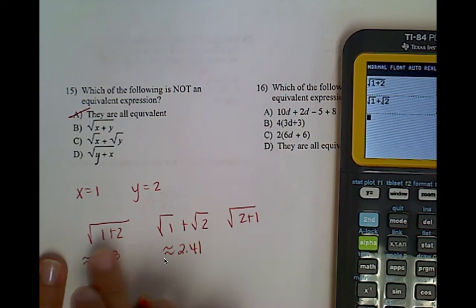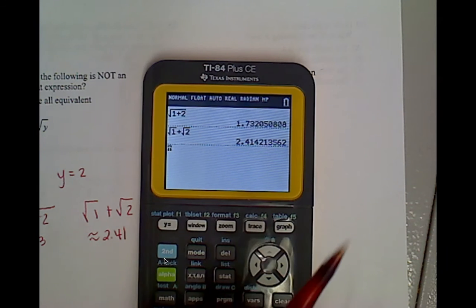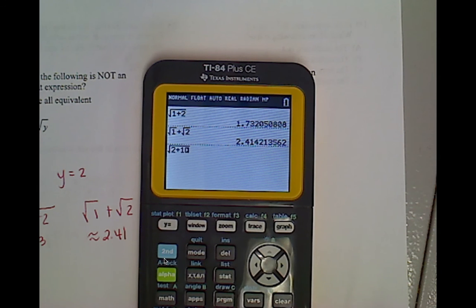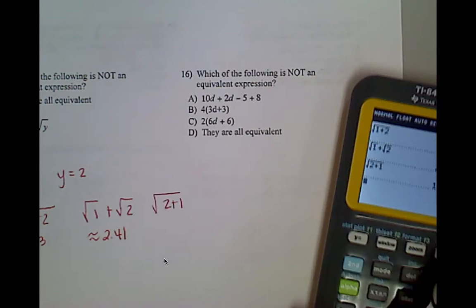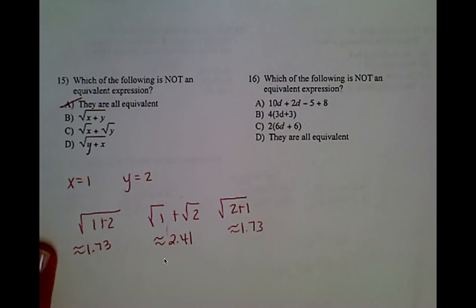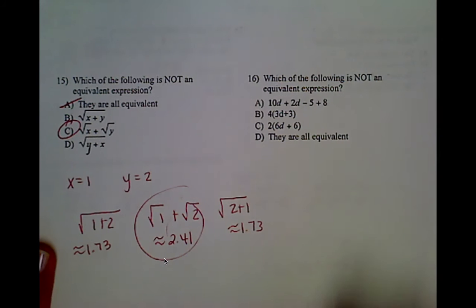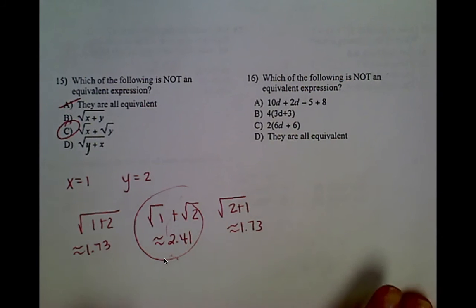Those two gave me two different outputs. But we need to know, does this expression match the first one or the second one? So we're going to do the square root of 2 plus 1 this time, and we're going to get 1.73. So when we're looking at our outputs, we can automatically say that this one right here is the one that is not like the others, which was option C. It's the one that is not equivalent because it gave us a different output compared to the other two expressions.